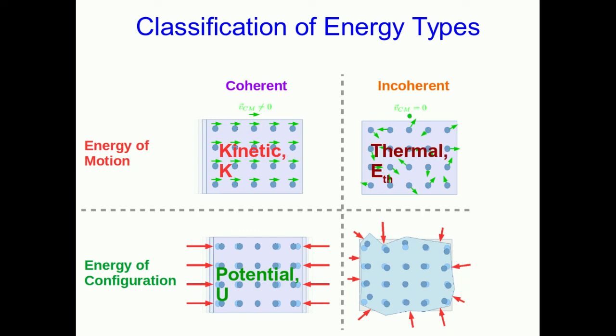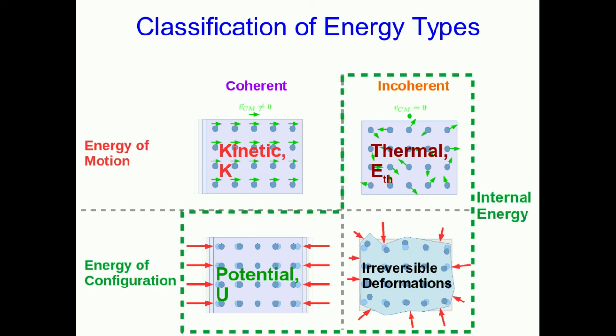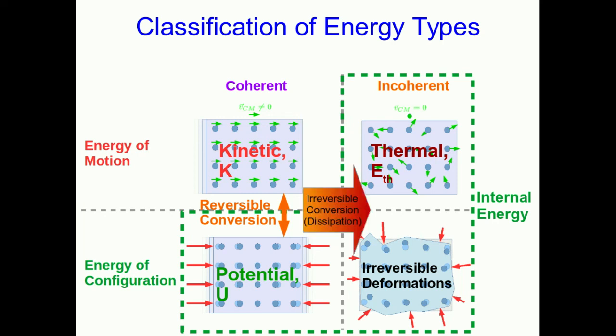Incoherent motions at the atomic scale give you thermal energy. We don't really have a good name for incoherent energy of configuration, but it's energy to do with irreversible deformations of objects. And everything except kinetic energy is what we've been calling internal energy. An important distinction is that conversions back and forth between kinetic and potential energy, or among the types of potential energy, are reversible, whereas it's very difficult to reverse any energy conversion from kinetic and potential into the incoherent forms.